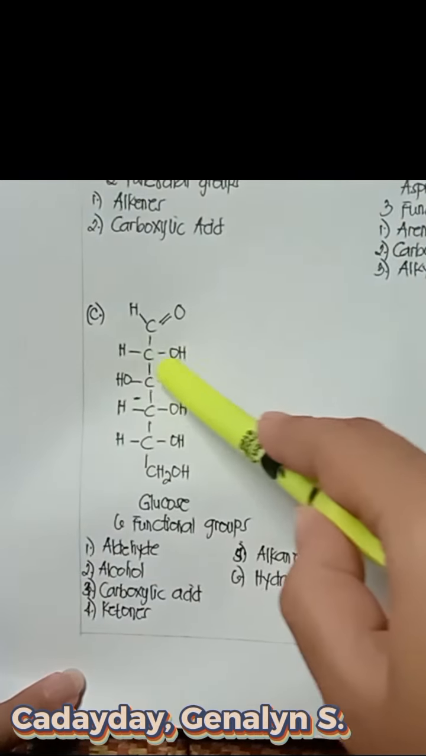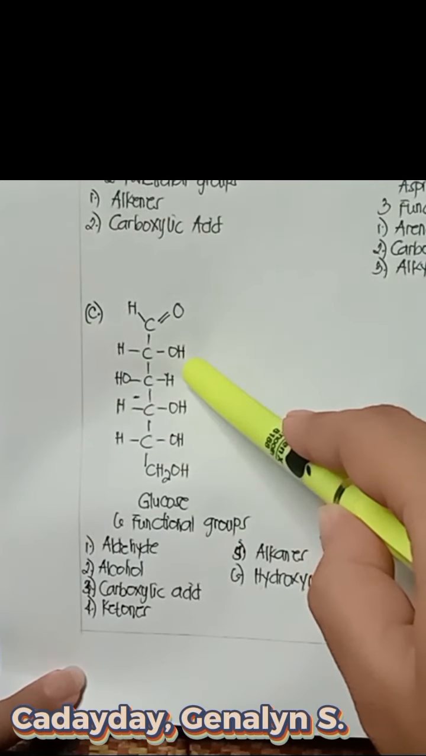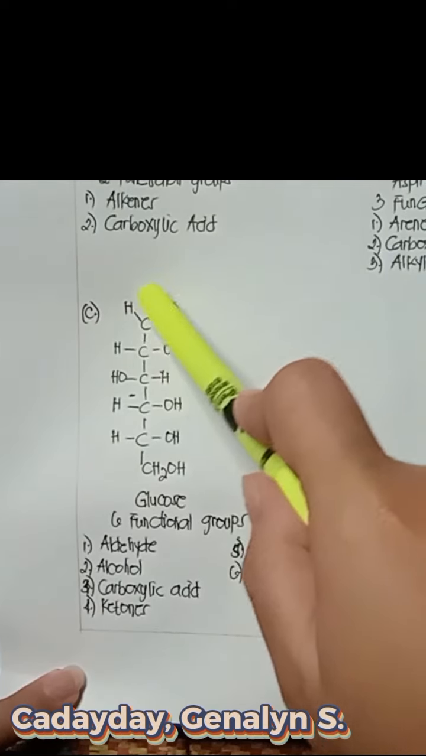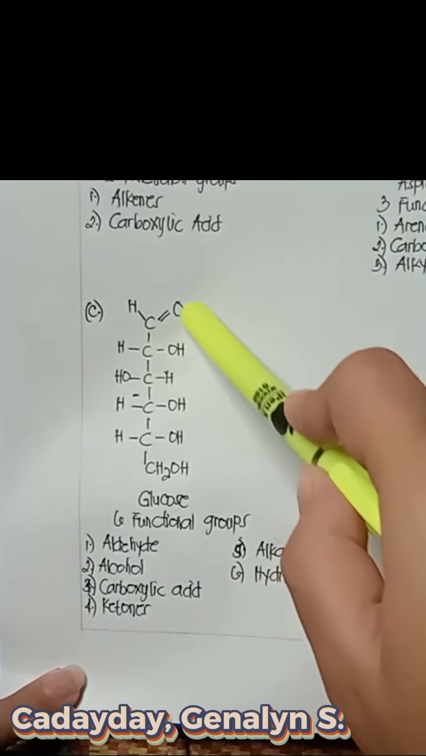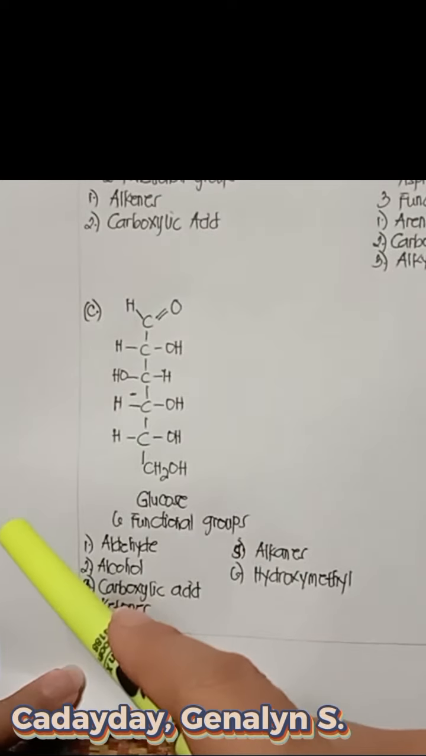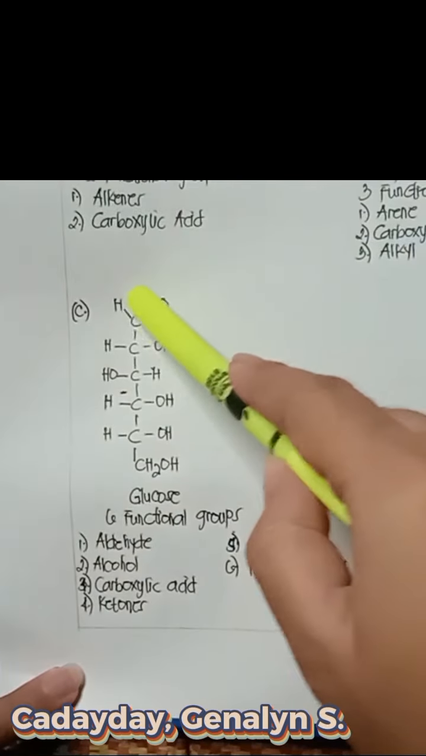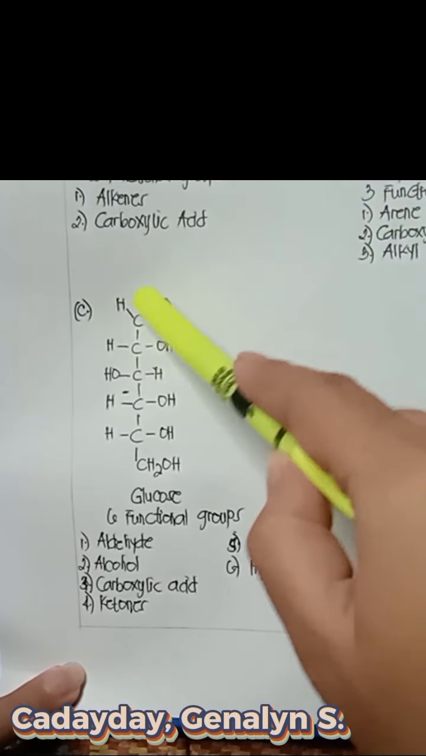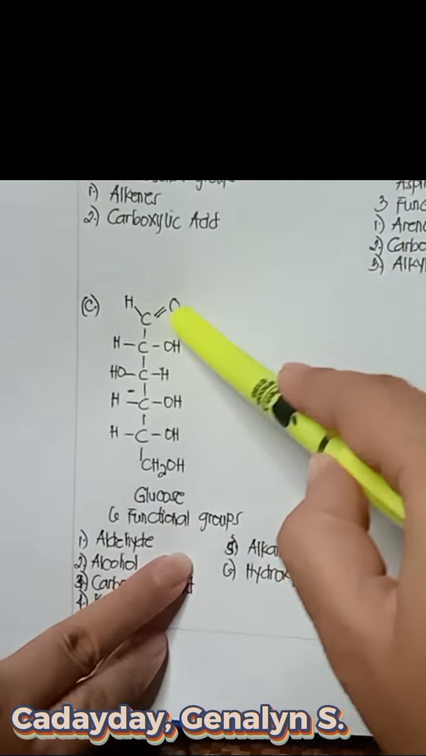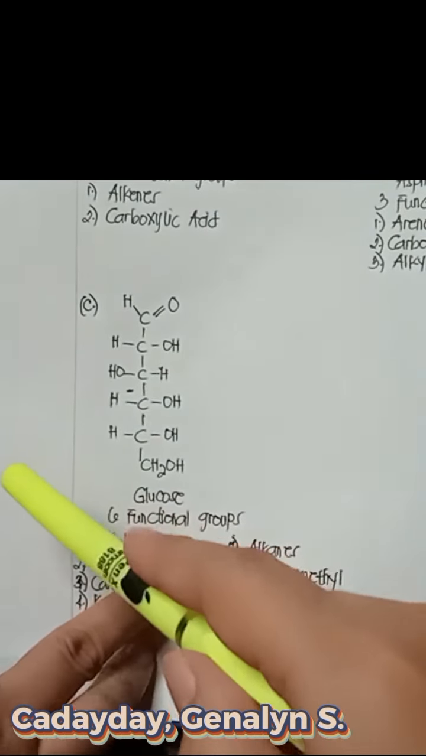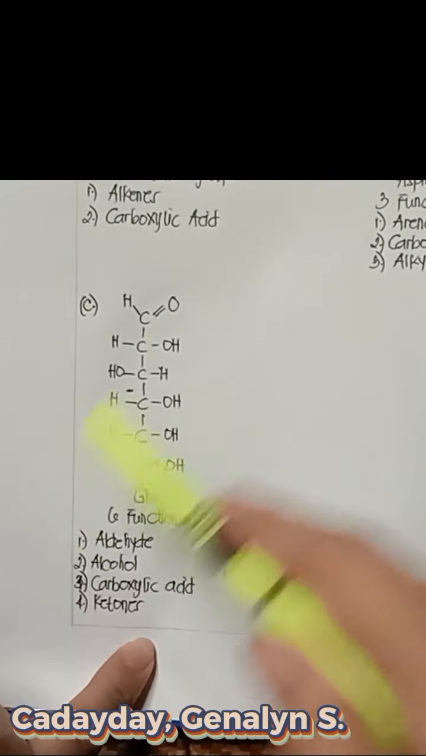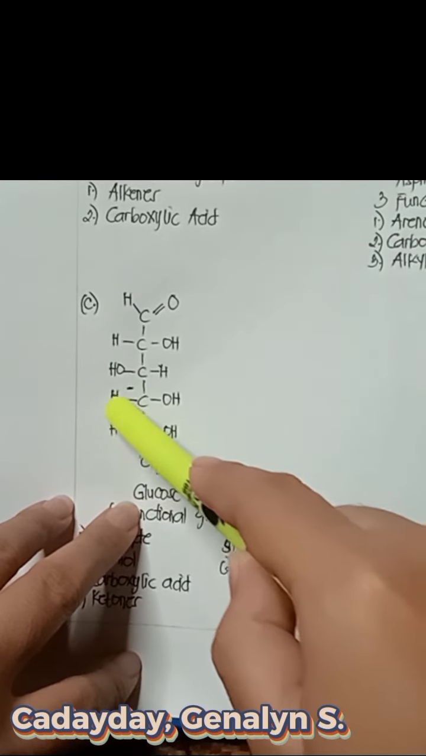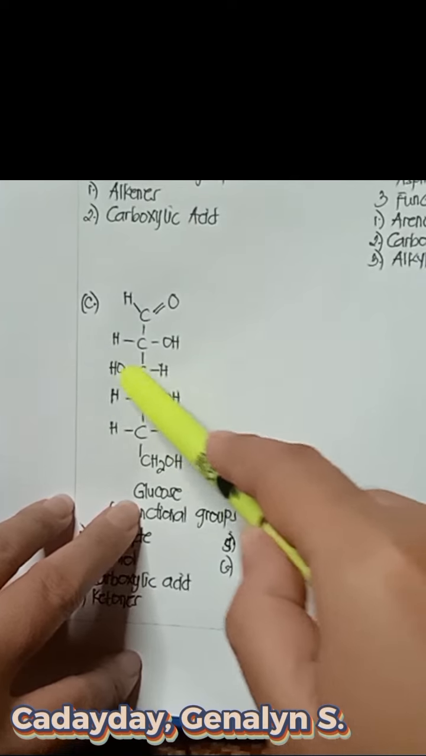Carboxylic acid. This is carboxylic acid. Have 1 carbon and 1 OH bonded to carbon oxygen. Ketones. This is ketones. Have 2 carbon bonded to carbon oxygen. Alkanes. So this is alkanes. Contain only carbon and hydrogen atoms.